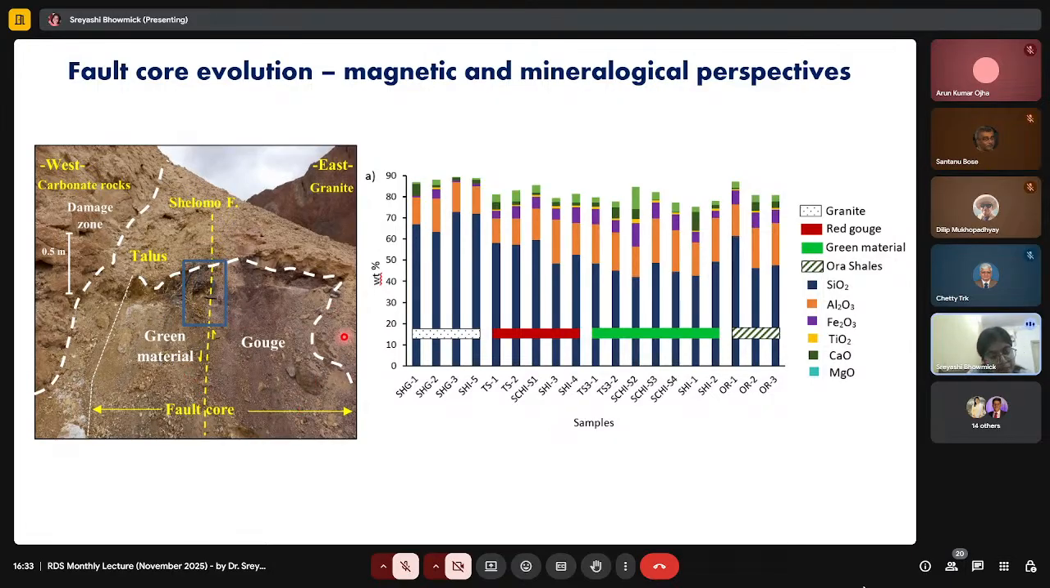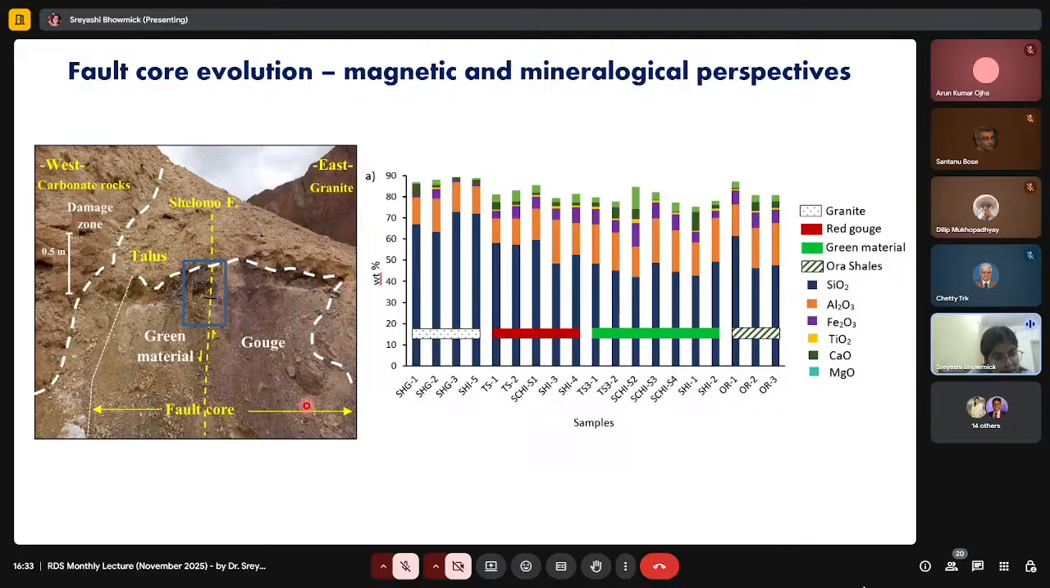So on one side, we have the granite. This is the Neoproterozoic granite, which is basically a part of the Arabian-Nubian shield. And on the other side, we have the carbonate rocks. Now, these carbonate rocks preserve a lot of shale layers from Devonian to Carboniferous age. And there is some evidence where these shales were dragged into the fault core itself.